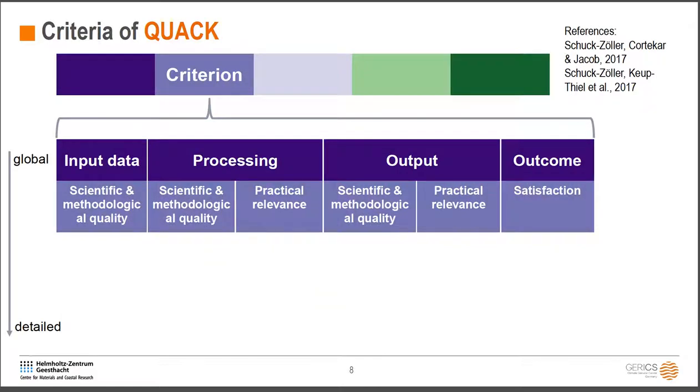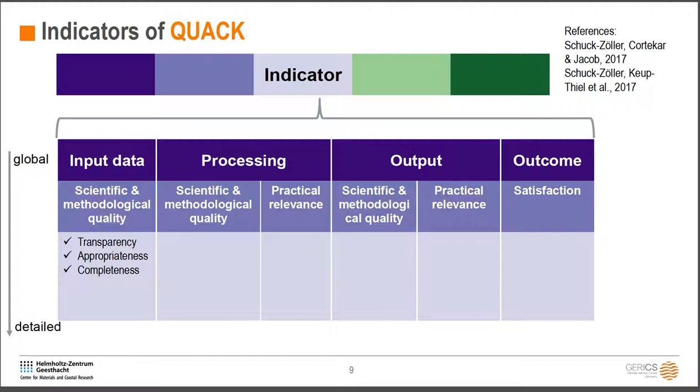The second level of QUACK is criterion. So for input data, processing, output, it is very important to check the scientific and methodological quality. And if we go further in processing and output, practical relevance also becomes quite important. And for outcome, satisfaction is an important criterion.